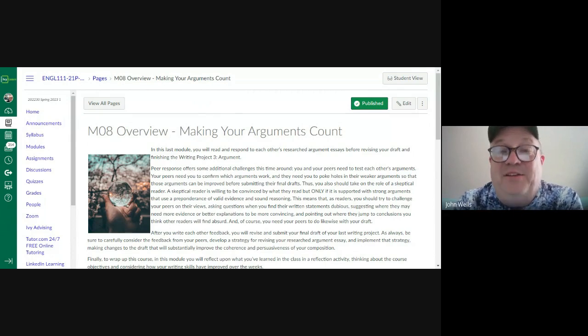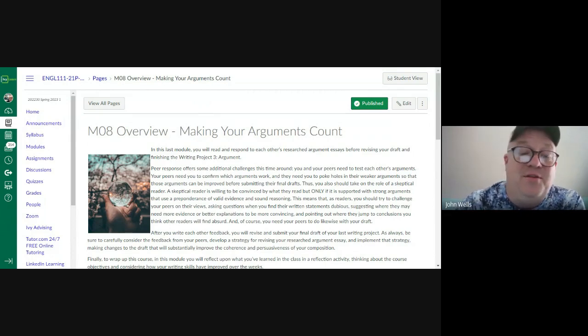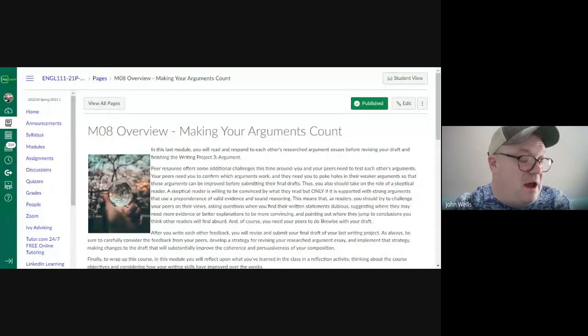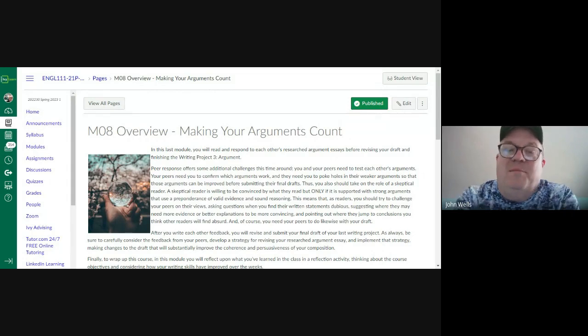This is our last module. This is our last week together. It is amazing that the time has flown by so quickly. It is so hard to believe that we're already here, but it is our last week. We don't want to let up. We're going to keep the pedal down and go straight into this week. Let's see what we got going on.